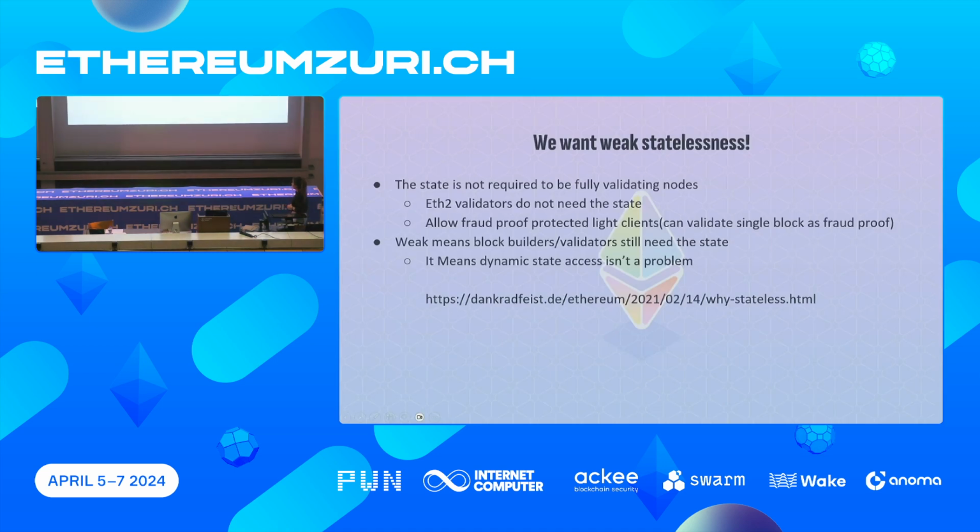So what's the goal? As people at the EF constantly speak about, we want weak statelessness as the most mature type of statelessness at the moment. The state is not required for fully validating nodes. When we have such a thing, even ETH2 validators would not need to have the full state. And it allows for fraud-proof protected clients. They can literally validate a single block as a fraud proof, and that's it. They don't need to do anything more.